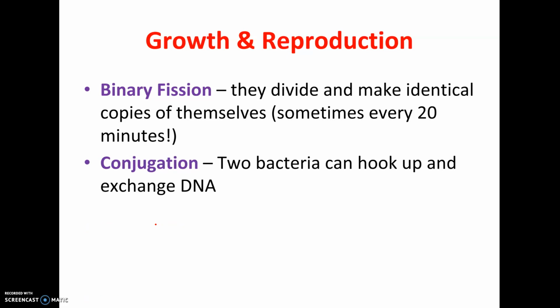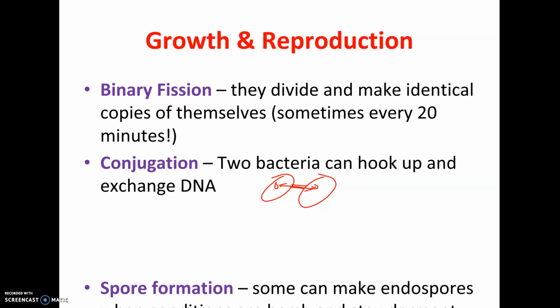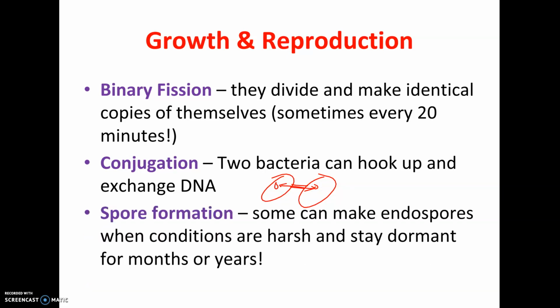The other thing they can do is something called conjugation. This is where two bacteria hook together with one of these pili, and they can pass DNA back and forth. This is a way that they could gain, say, antibiotic resistance, by one of them passing a copy of a little piece of DNA that codes for the antibiotic resistance to the other bacteria. But that doesn't actually make babies, so it's not really sexual reproduction. They don't make baby bacteria from this, but they do exchange information.